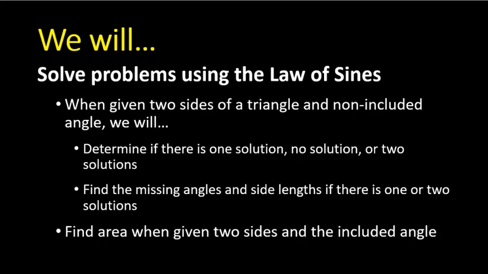When given two sides of a triangle and a non-included angle, we are going to determine if there is one solution, no solution, or two solutions. And then we're also going to find any missing angles or side lengths if there is one or two solutions.